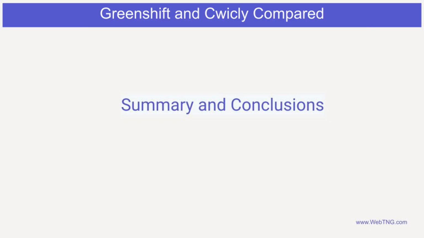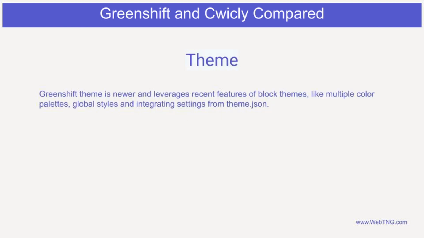All right, so we've done a walkthrough of Greenshift and Cwicly. Now for some summary and conclusions. Let's start with looking at the themes. They both have a free theme. The Greenshift theme is newer, and it leverages recent features of block themes, like multiple color palettes, global styles, and integrating settings from theme.json. The Greenshift plugins work well with any theme, including classic themes.